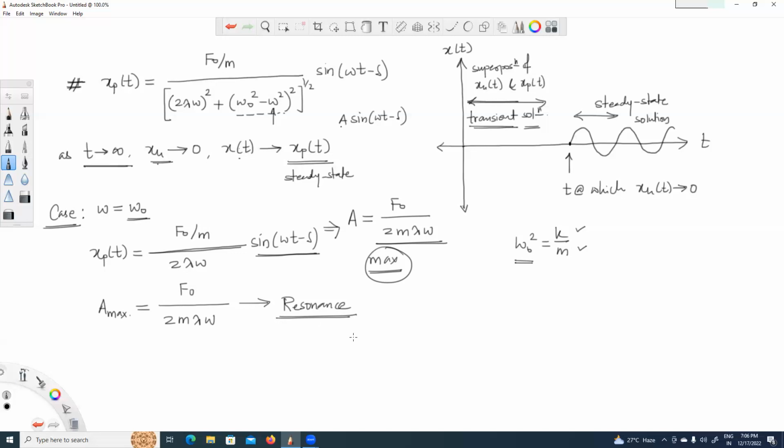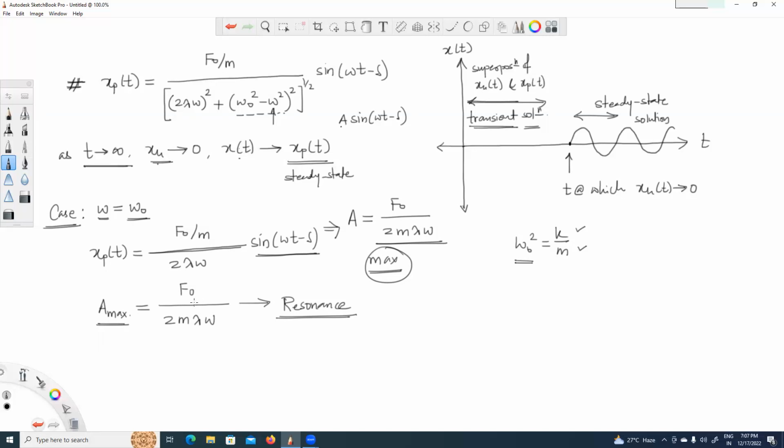So in a nutshell, in a system of forced vibrations, if the frequency of the forcing function is equal to the natural frequency of the system, then the system will start vibrating or oscillating with the maximum amplitude, and such a condition is known as resonance. And in resonance, the system oscillates with the maximum amplitude. So this is the maximum possible amplitude.